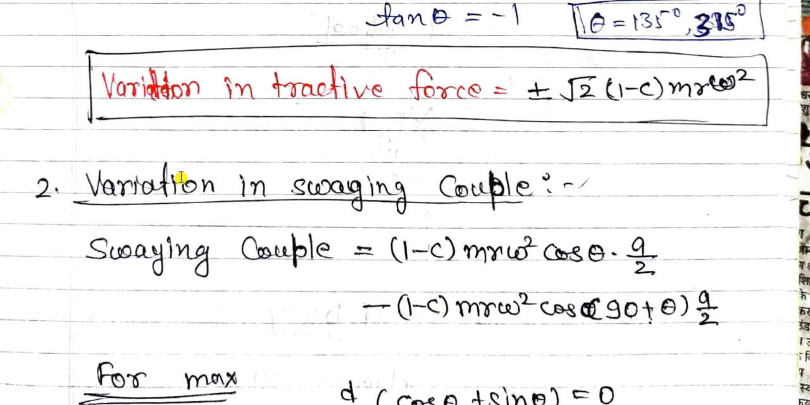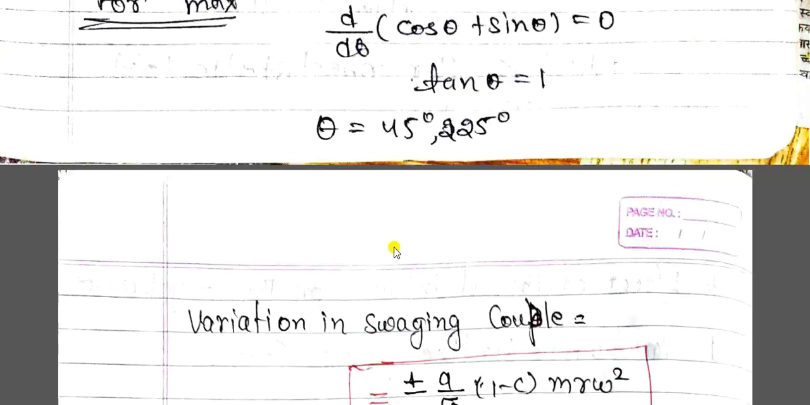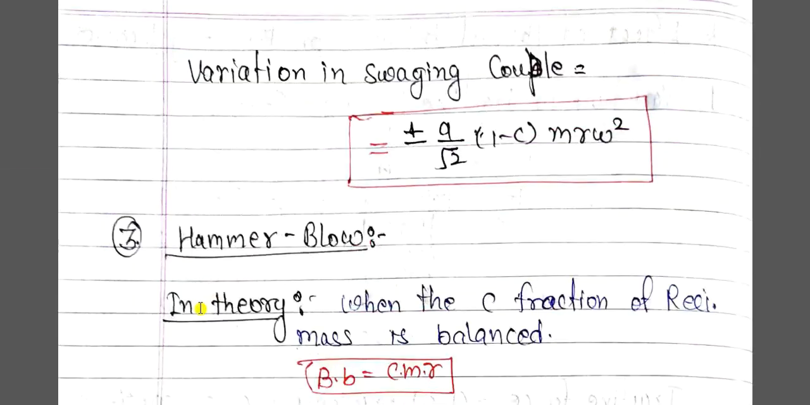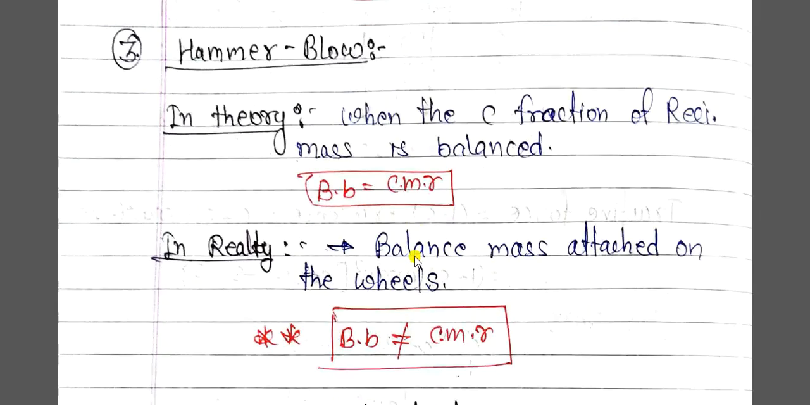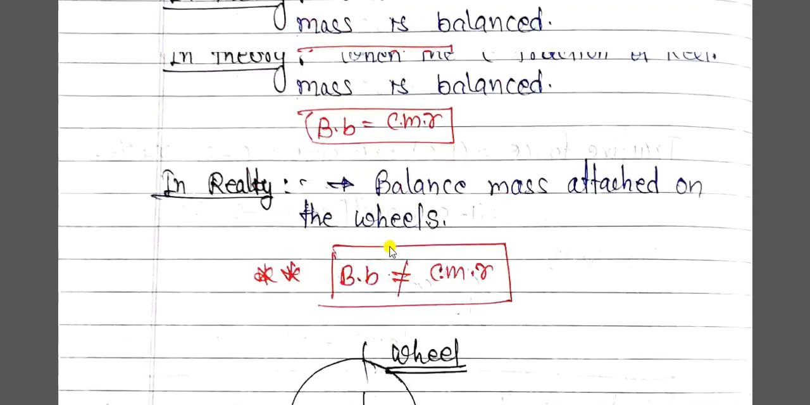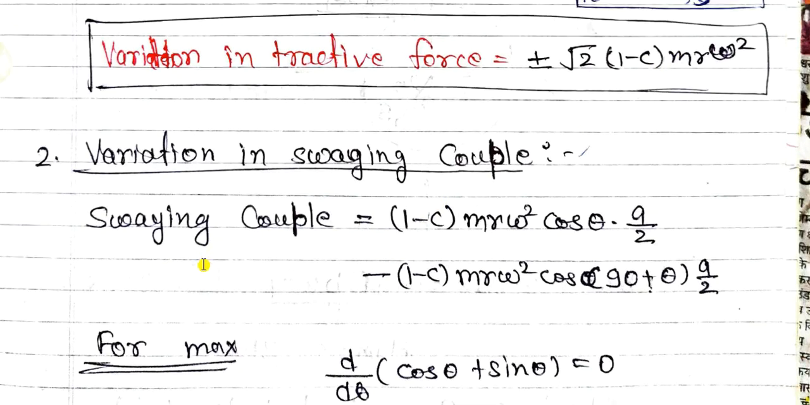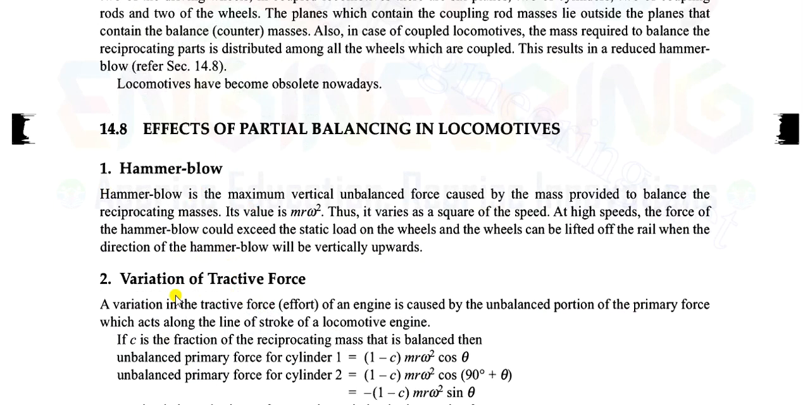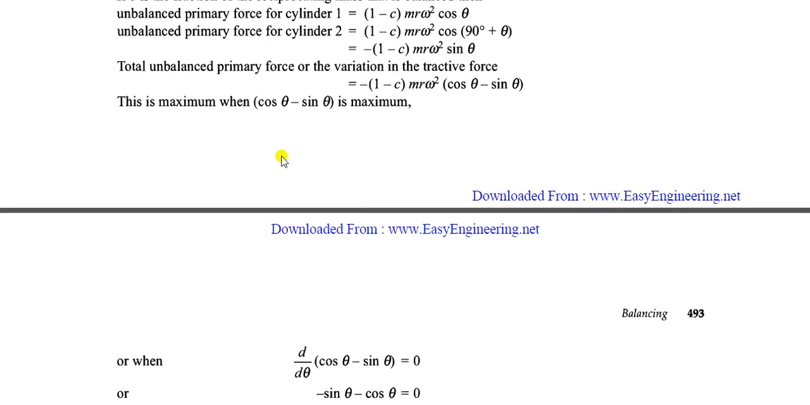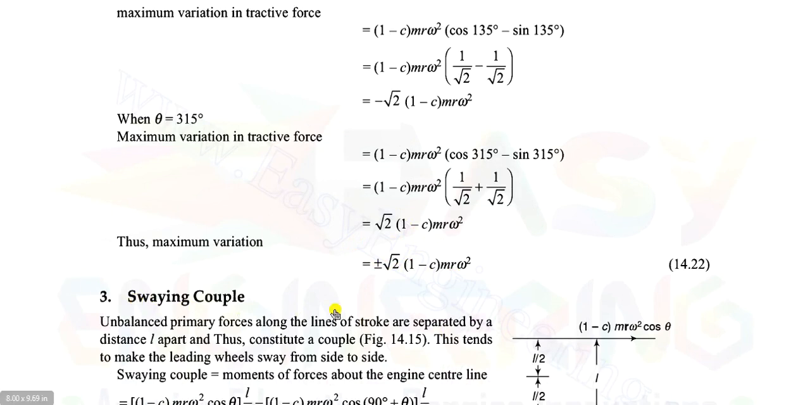Then the second is variation in swaying couple. And then hammer blow. This hammer blow will be because of the unbalanced force in vertical direction. Everything is there in the textbook also. See here: hammer blow, variation of tractive forces, and swaying couple.